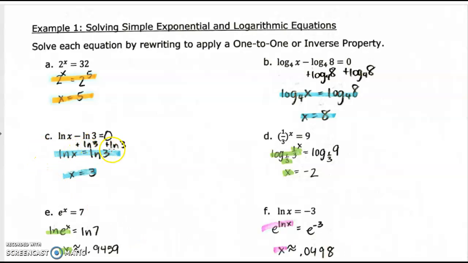Here we have another example of a one-to-one. It's just like B, except we use a natural log, but it's the same thing. A natural log is just a regular logarithm with an assumed base of e.